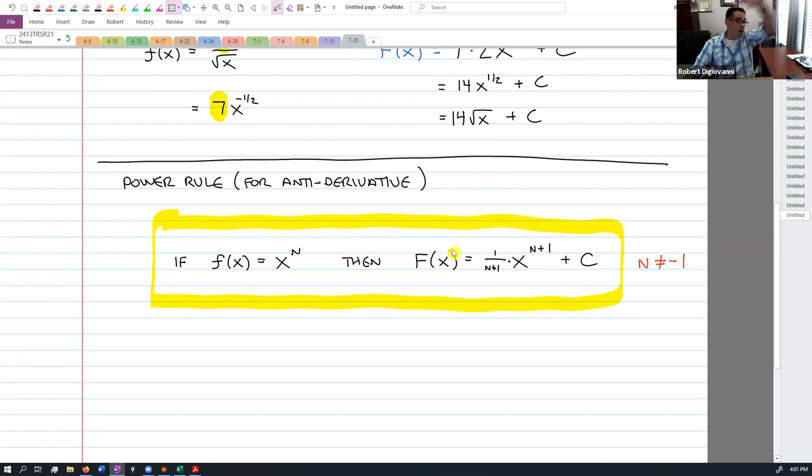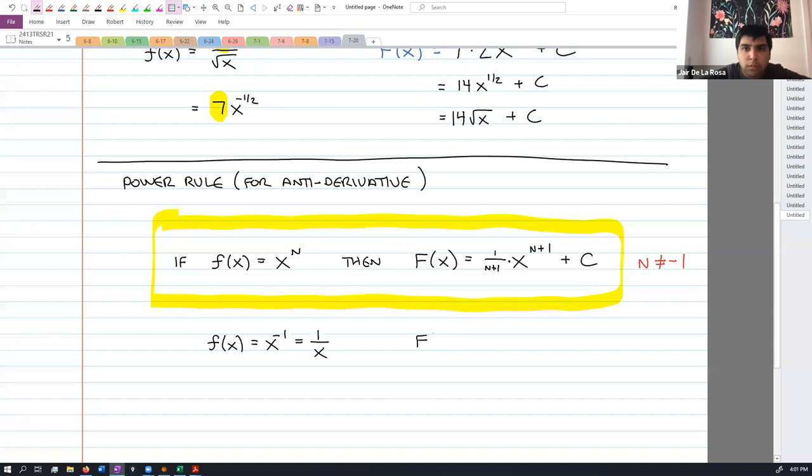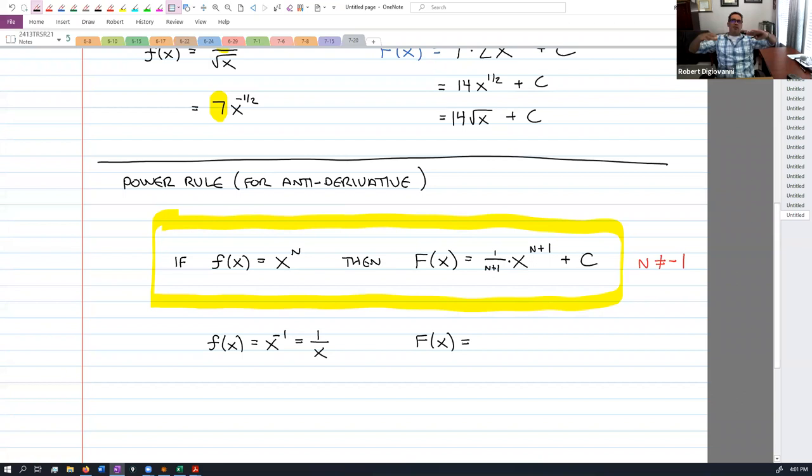So that, of course, begs the question, what if n is negative one? So what would our function be? With that specific example, x to negative one, that's really the function one over x, isn't it? And who can tell me what the antiderivative of 1 over x is? Square root. Oh, careful. The antiderivative of 1 over x. So what was it? 1 over x squared. Take the derivative, you get 1 over x. It's 1 over x squared, isn't it?